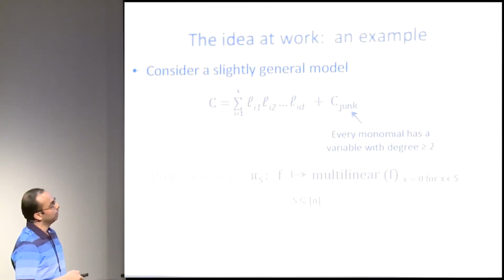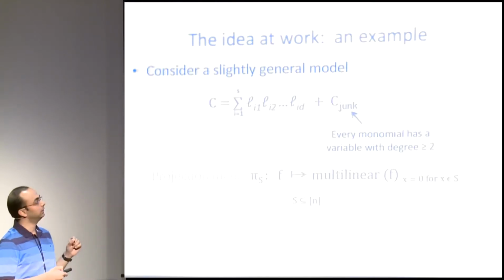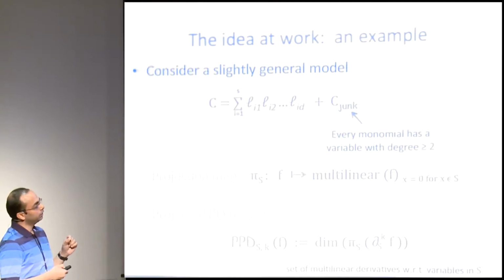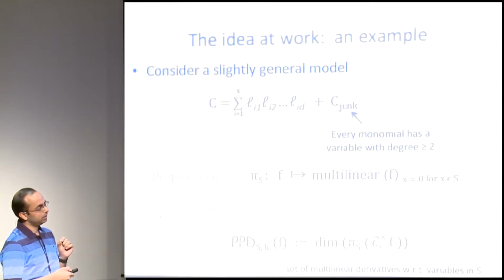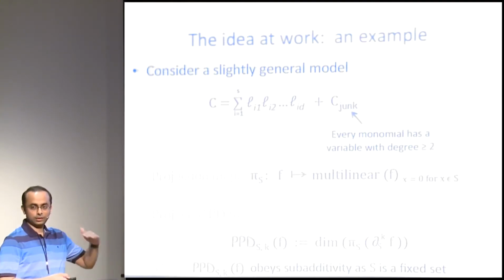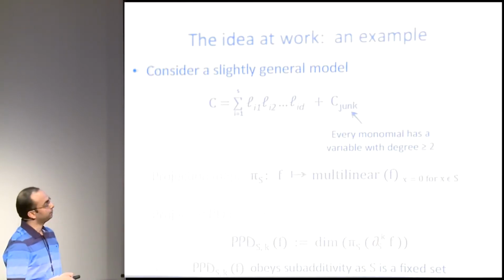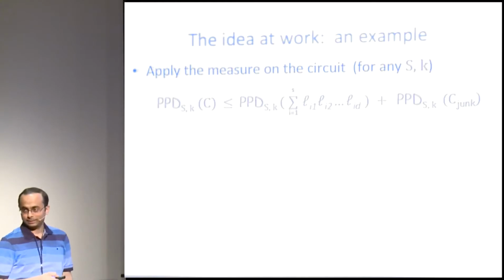Okay? So now let's try to incorporate this projection map into the partial derivative measure and see what happens. So I define a projected partial derivatives with respect to two parameters now, the set S and k, the order of the derivative, like this. You derive with respect to variables in S, k times, then you project only to the multilinear part and set all the variables in S to 0. The reason it is subadditive is because S is fixed. S is a fixed, predetermined set. I'm going to tell you what S is. Yeah? Okay.